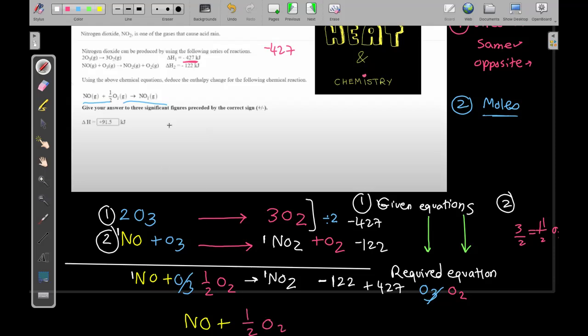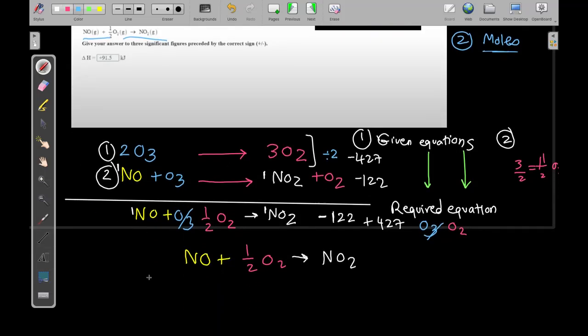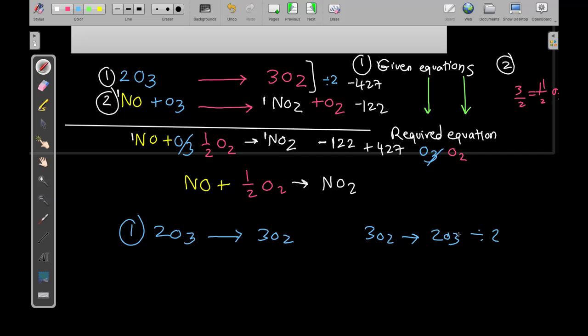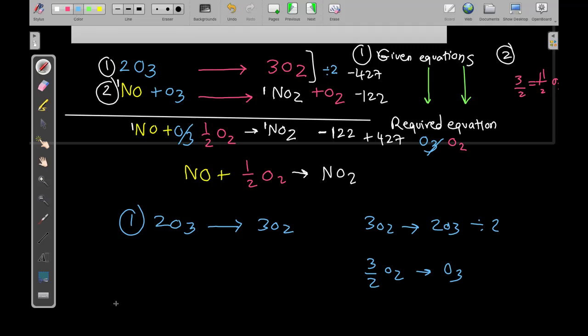And this one, I know it's a little bit difficult to understand at the beginning, and NO2 and the O3 has been canceled out. So what I wanted to say is that the first equation, which is 2NO3 into 3O2, has been reversed, so it becomes 3O2 into 2NO3, and has also been divided by 2. So it becomes 3 over 2 O2 and becomes 1 O3. And the second equation, all that you do is that you keep it as it is, so you don't do any changes in it.